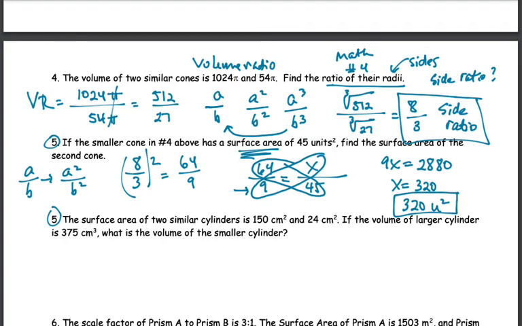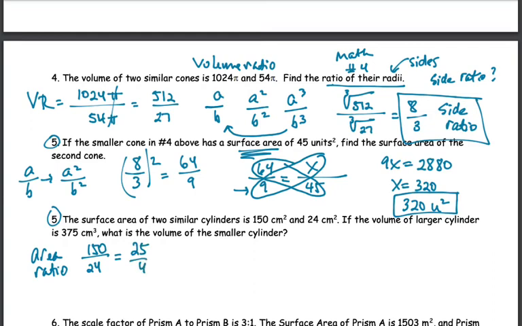The surface area of two similar cylinders is 150 centimeters squared and 24 centimeters squared. So I've got two surface areas. I can set up an area ratio. I'm going to do the first one over the second one. And when you simplify that, you get 25 over 4.